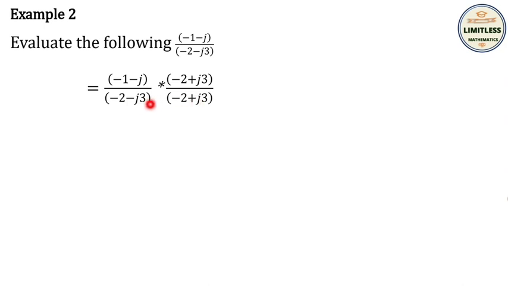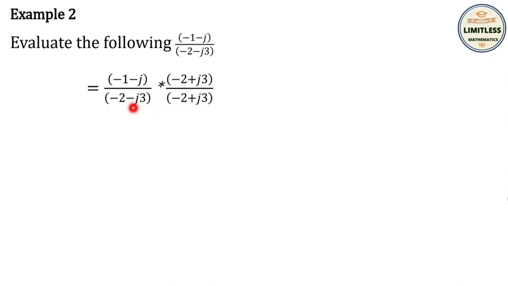Hence we are moving from -j3 to positive j3. The real part, which is -2, remains the same. Then this helps us to form a special one, and this special one is this conjugate divided by the same expression. So this is nothing but a 1. Once we do that, it's a matter of multiplying the numerator by numerator, then denominator by denominator.